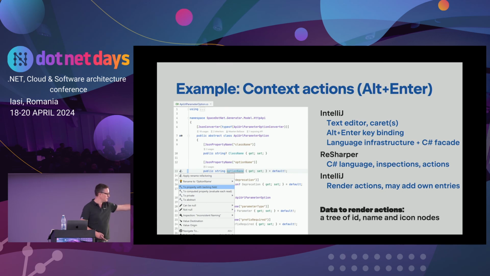And that data can come from IntelliJ or from ReSharper. We'll look later at how we combine both. But essentially, we started thinking, OK, that's a lot of features going on. But in essence, it's essentially a tree of ID, name, and an icon that we want to display there.